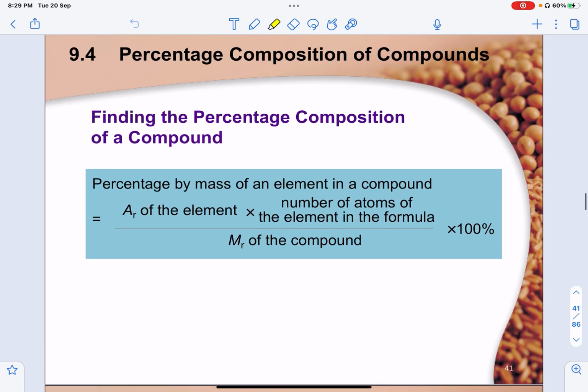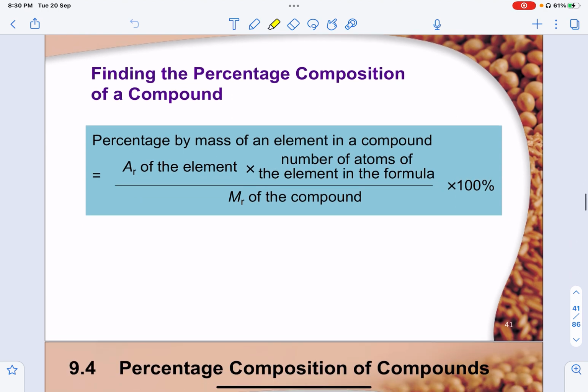So first of all, the percentage by mass of an element in a compound is generally the mass of that specific element, one of the element, multiplied by the number of atoms of the element. So let's say it's H2O, you have two atoms of hydrogen. So this is one example. Over the whole MR of the compound times 100%. So it's like a fraction.